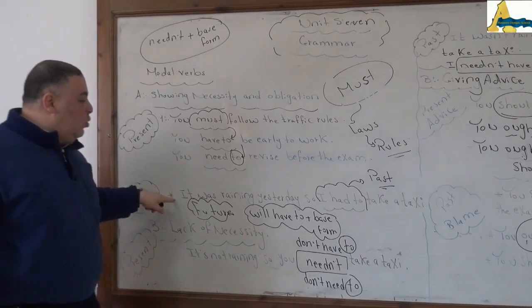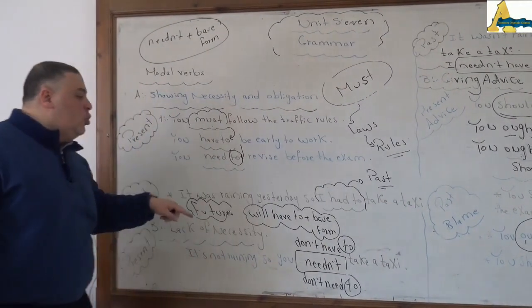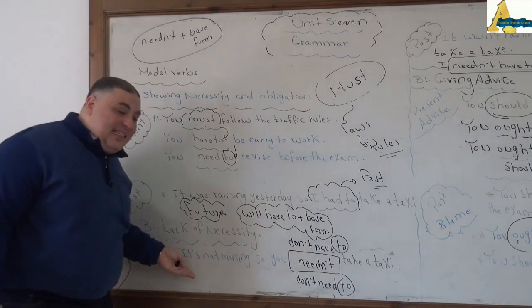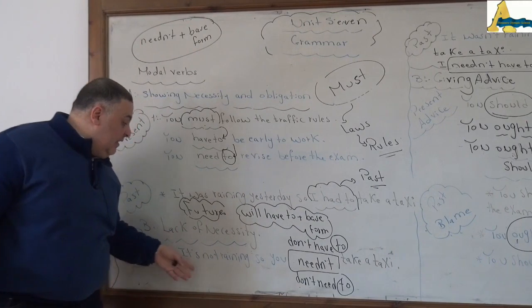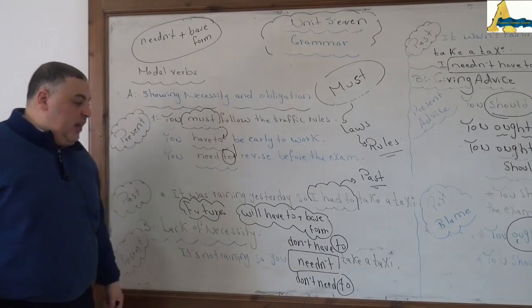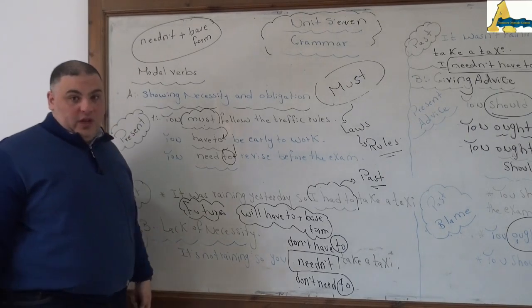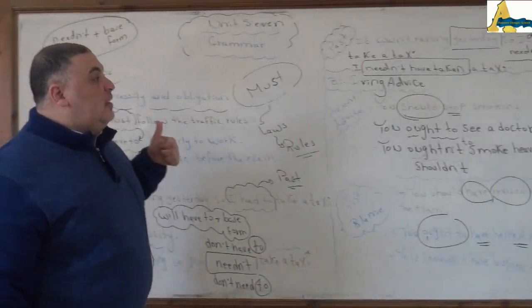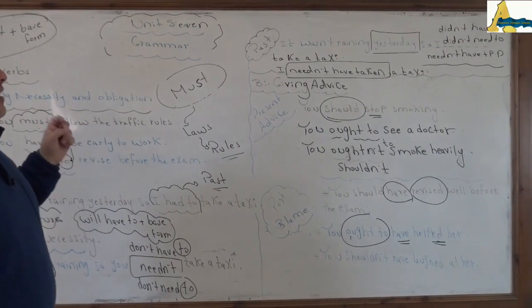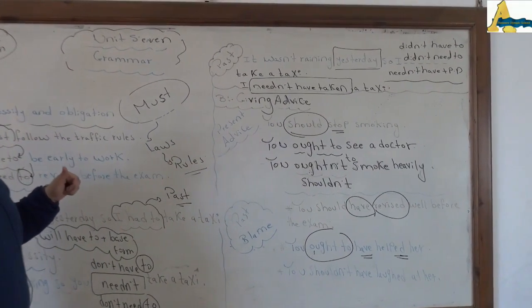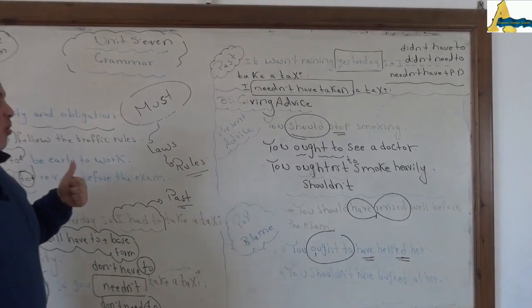In the past, it's going to be had to. In the future, it will be will have to, right? The opposite of necessity is lack of necessity, as I said. That's going to be, it was not raining, so you don't have to, needn't have to, or don't need to. When I put it in the past, it will be didn't have to, didn't need to, needn't have plus the past participle. And finally, giving advice is going to be using should or ought to.